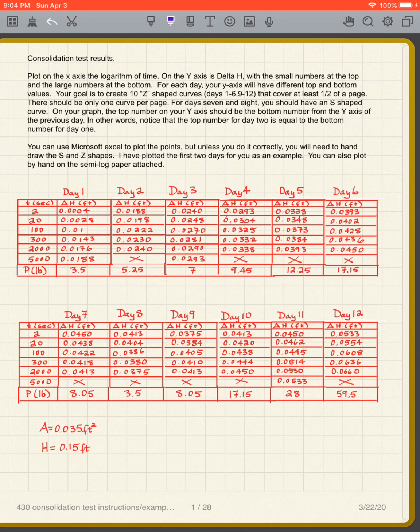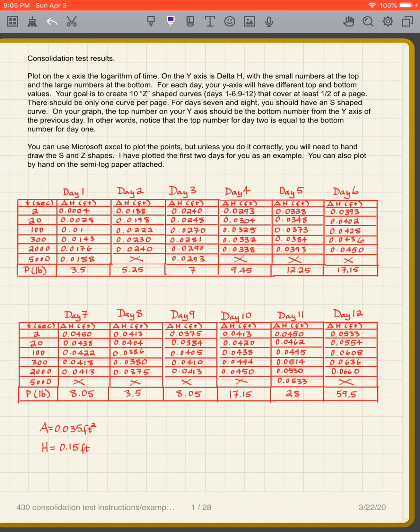And of course, we have different delta H's for each day. But in this case, we're taking the readings at the same time. So in other words, at 2 seconds on day 1, at 20 seconds on day 1, at 100 seconds on day 1, and we do the same times for all the different days.